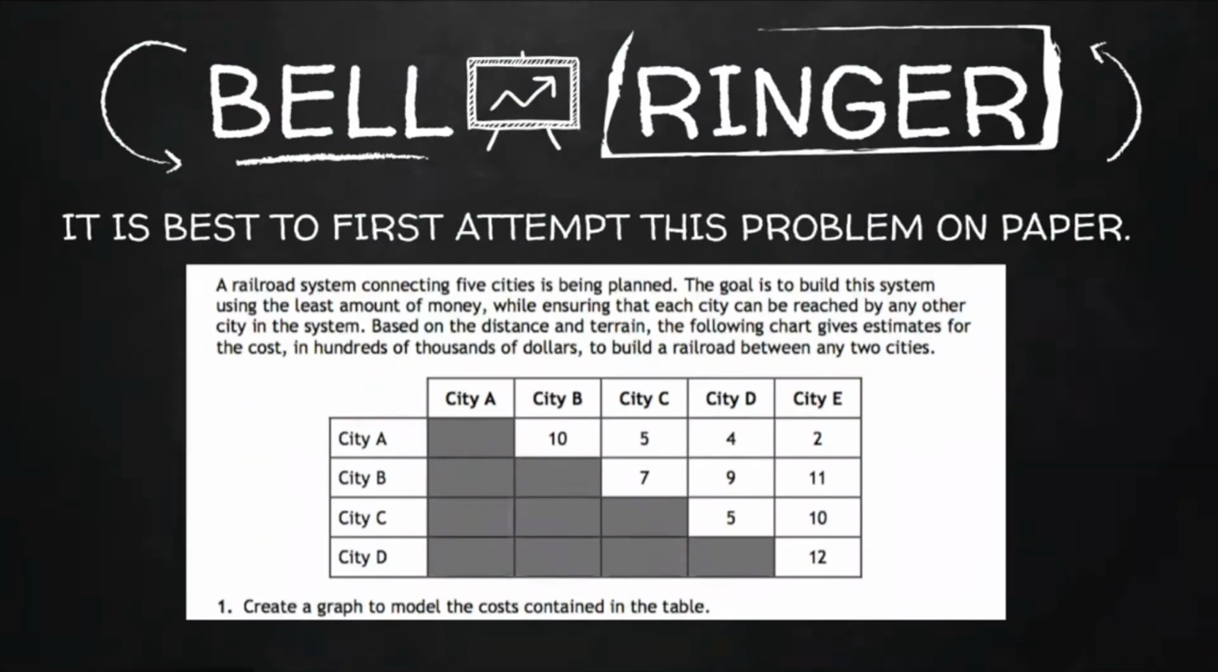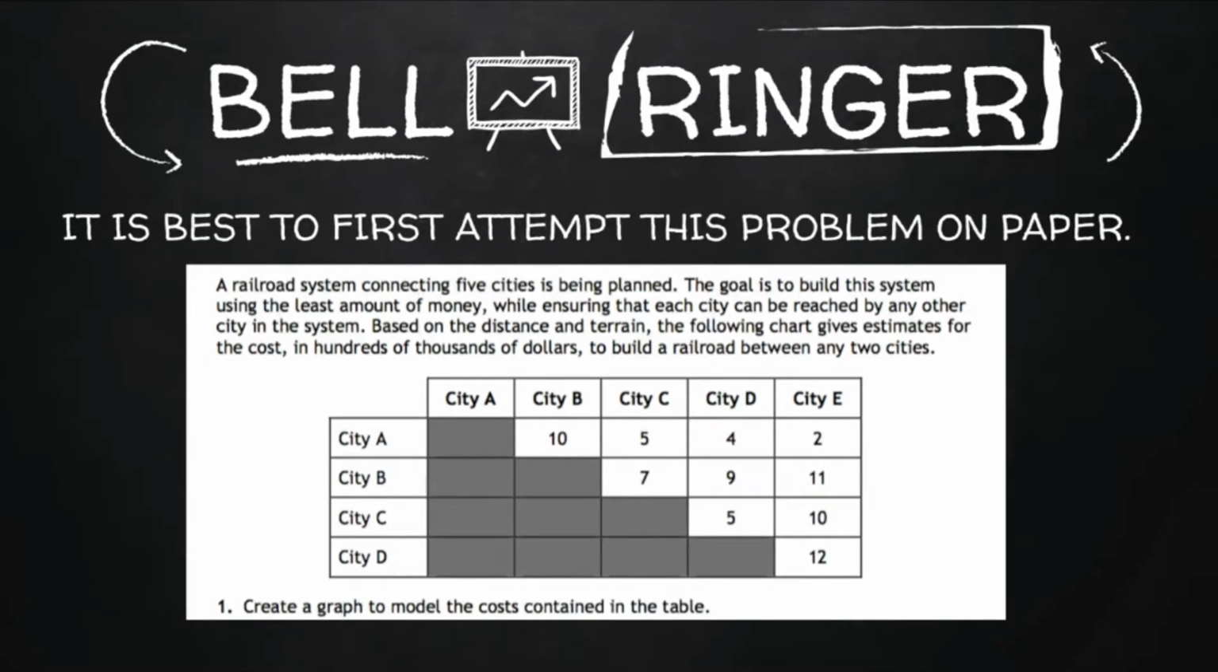Good morning. Now what we have here is a bell ringer that I wrote. It's actually the first question in this assignment in the book, and it is best to attempt this problem on paper. So what I would suggest you do is look at the problem, get a piece of paper out, and get to work at it. I'm going to go ahead and read it to you.